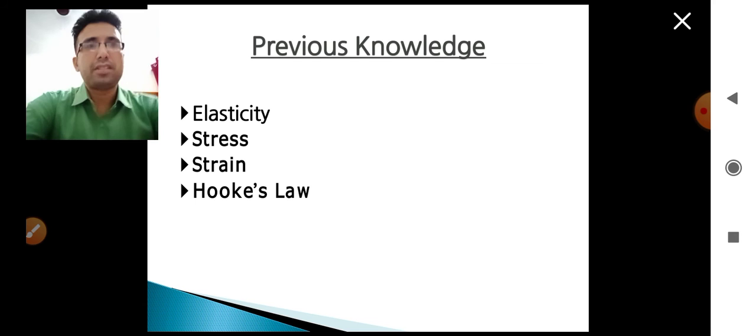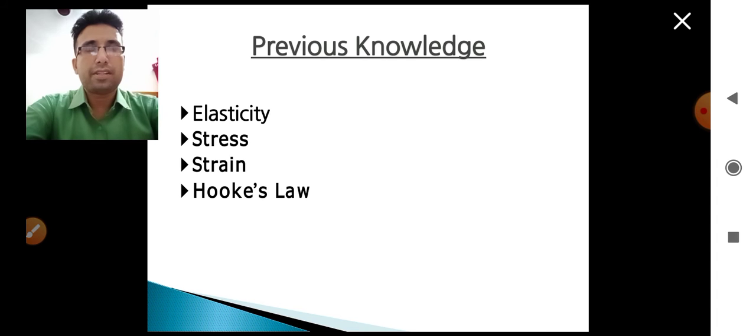Now, first of all, what is the previous knowledge required to determine the modulus of elasticity? First of all, what do you understand by elasticity? We hope that students will understand this properly before going to this chapter. Next is the stress. It is simply the force per unit area. Then the strain: when we apply a stress on a body, there is a change in the dimensions of the body.